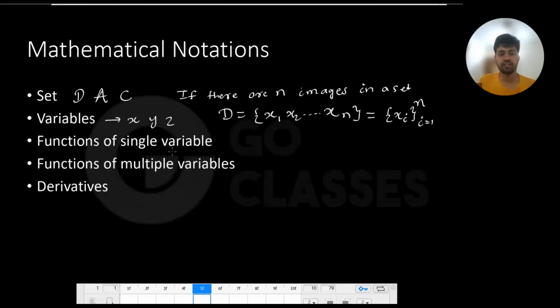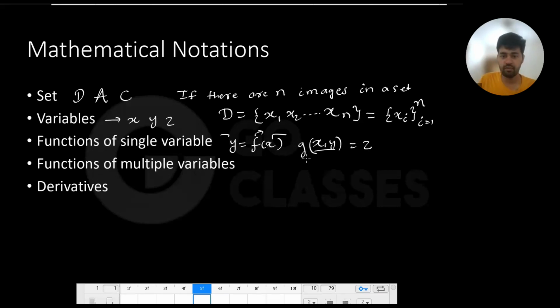Then functions of single variable. So we have y is equal to f of x. Again, simple mathematical notation where x is a variable, y is a variable, and f is a function. Right. So based on this, we can have functions of multiple variables. So let's say you have two variables x comma y, and there is a third variable z which is a function of this. So g of x, y is equal to z, something like this, right?